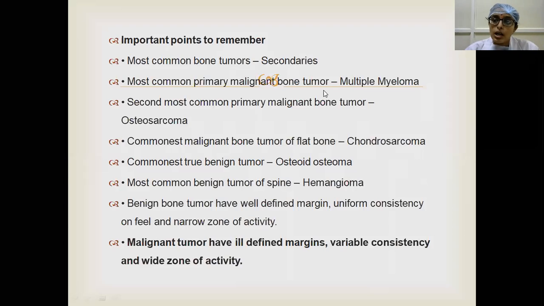Benign bone tumors have a well-defined margin and uniform consistency on feel, and on X-ray you will appreciate a well-defined margin and a narrow zone of transition between the diseased bone and the healthy bone. Whereas malignant bone tumors have ill-defined margins and the zone of transition is very wide. Coming to the destruction of bone, in benign varieties there will be geographic destruction.